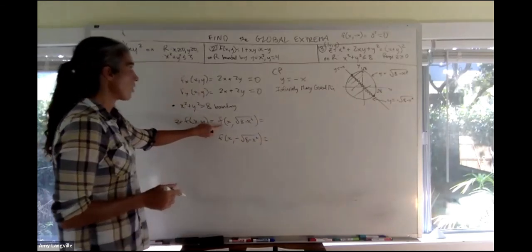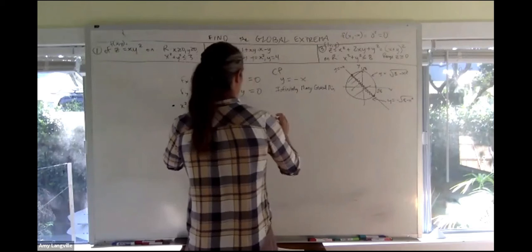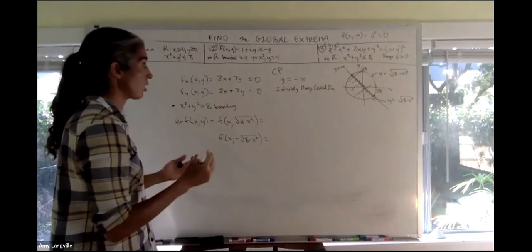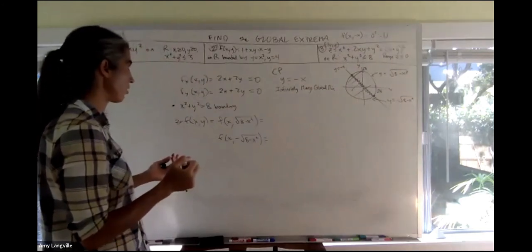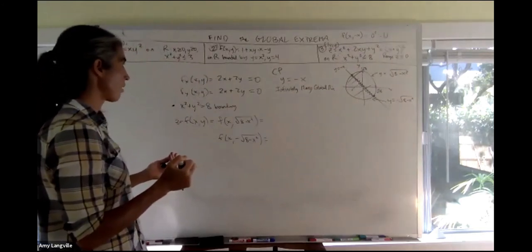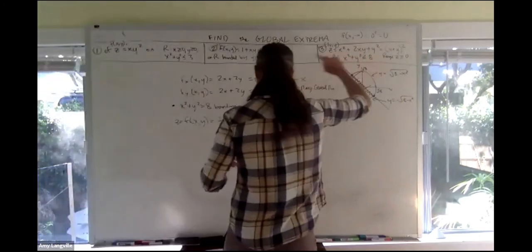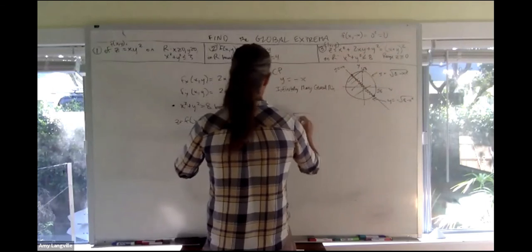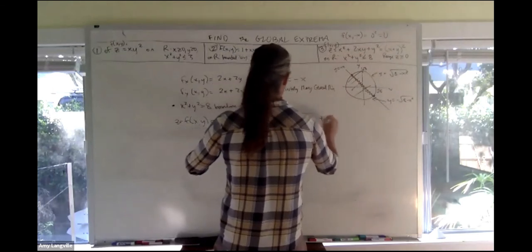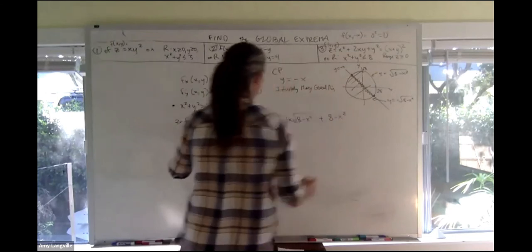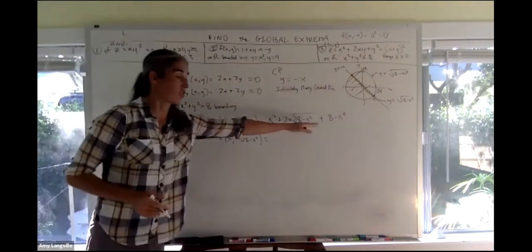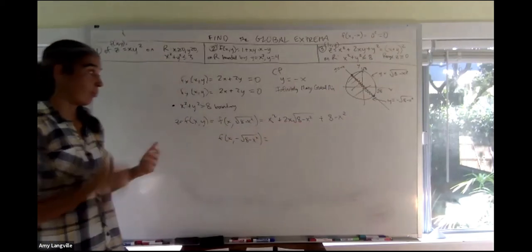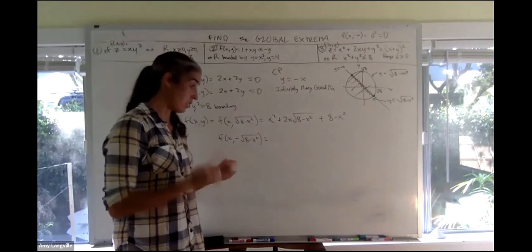When I plug this into my function, I don't know if it's easier to do that one or that one. Let me think for a moment. It gets you the same place. I'm just trying to think if it'll make the arithmetic a little bit easier. I think maybe we'll plug into the first representation and see what happens. So x squared plus 2x times the square root of 8 minus x squared plus 8 minus x squared. So now that is a function of one variable. I can try to find the maximum of that, which happens at CPs and EPs.